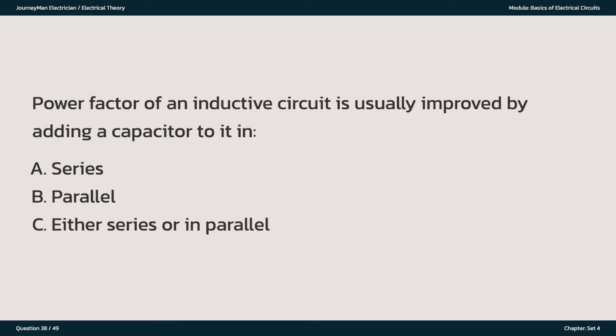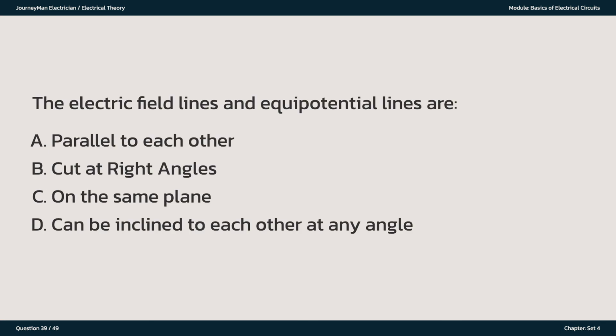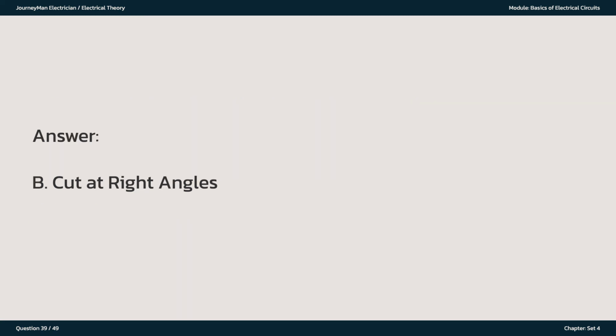Power factor of an inductive circuit is usually improved by adding a capacitor to it in: A. Series, B. Parallel, C. Either series or in parallel. The answer is B. Parallel. The electric field lines and equipotential lines are: A. Parallel to each other, B. Cut at right angles, C. On the same plane, D. Can be inclined to each other at any angle. The answer is B. Cut at right angles.